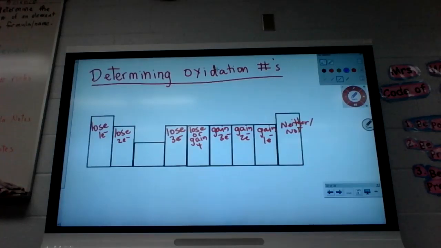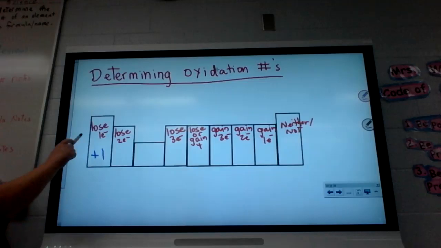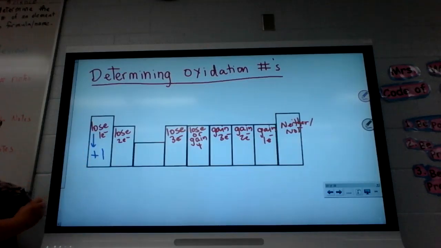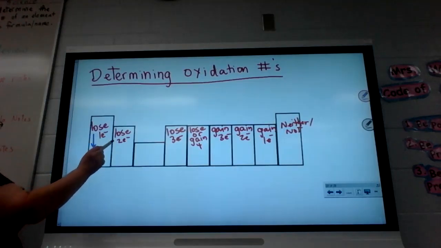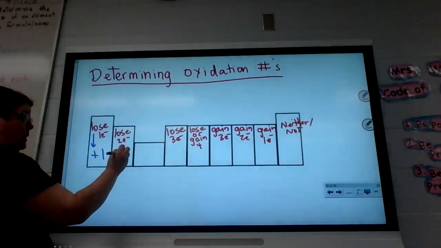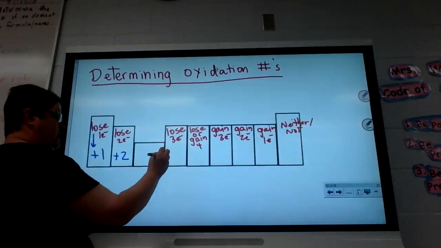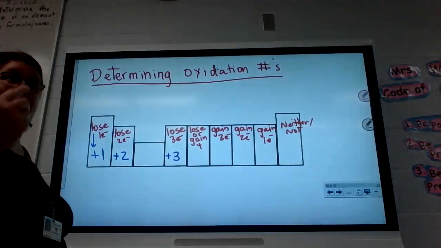This looks really familiar, right? It's the same thing. So when we lose one, the oxidation number is +1. Lose means positive. It's going to be a switch. One electron means 1. So what will the oxidation number be for group 2? +2. So group 13's oxidation number will be what? +3. So what happens when I get to group 14 and it says lose or gain?